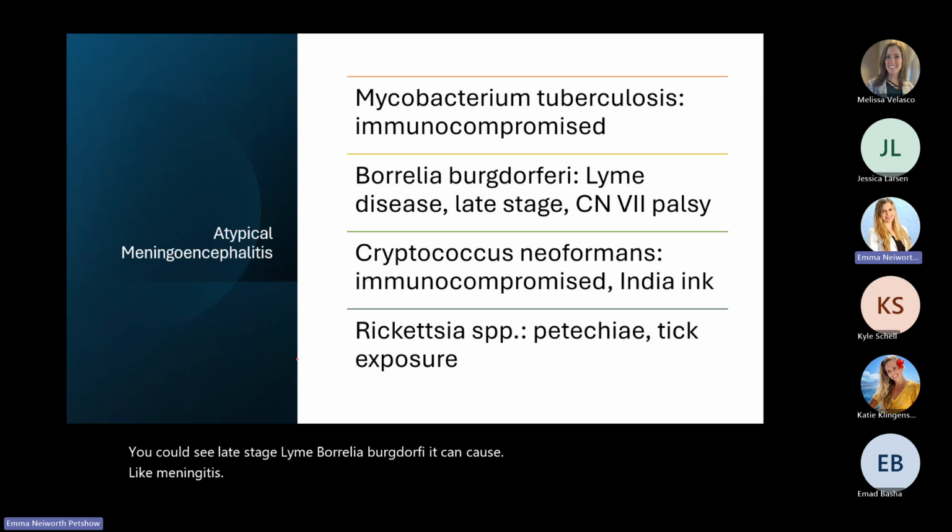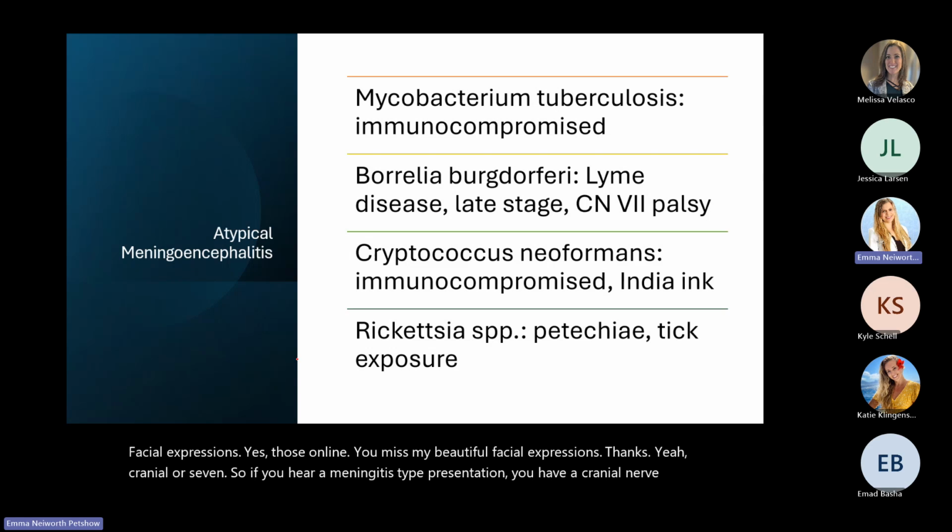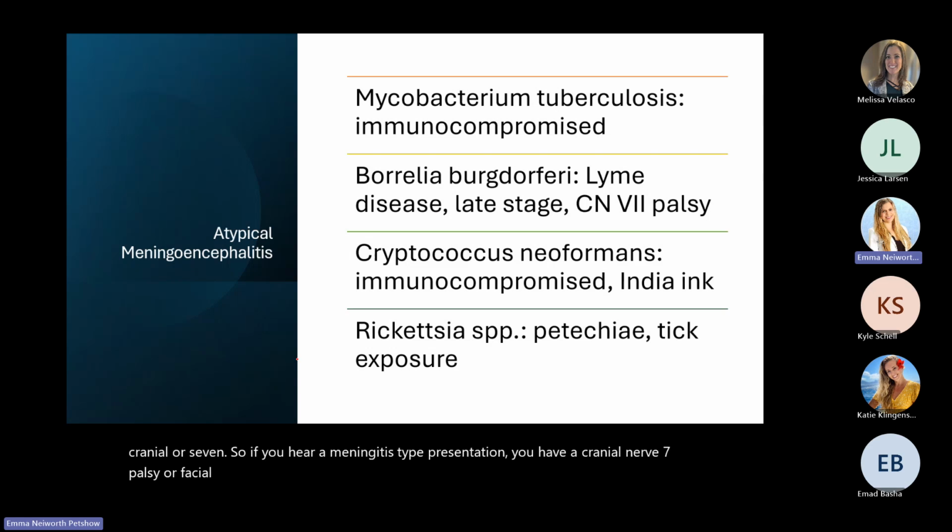It classically is associated with cranial nerve 7 palsy. 7 being which cranial nerve? Facial, doing what? Facial expressions. Yes, those online, you missed my beautiful facial expressions. But yeah, cranial nerve 7. So if you hear a meningitis-type presentation with a cranial nerve 7 palsy or facial nerve palsy, think potentially Lyme, late stage Lyme, neuro Lyme, Borrelia burgdorferi.